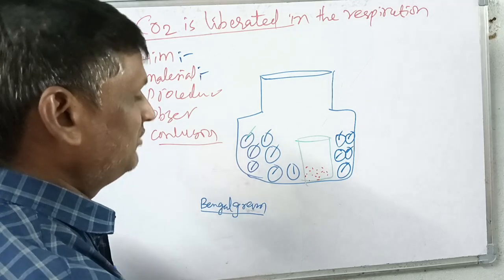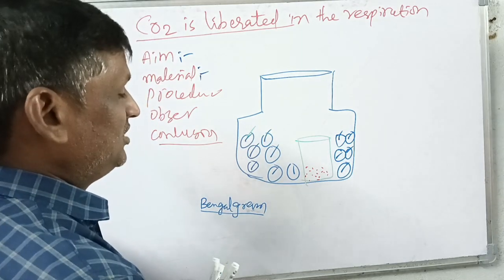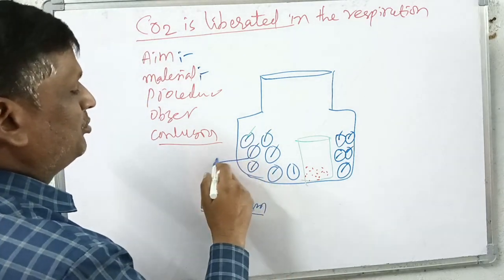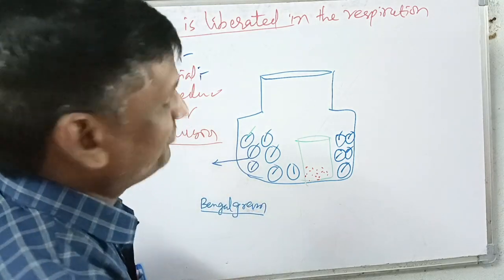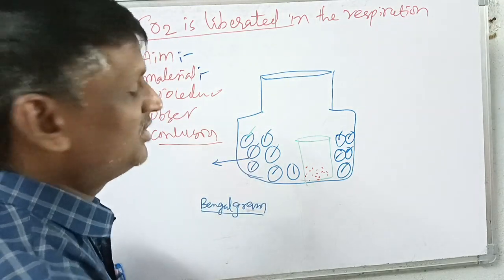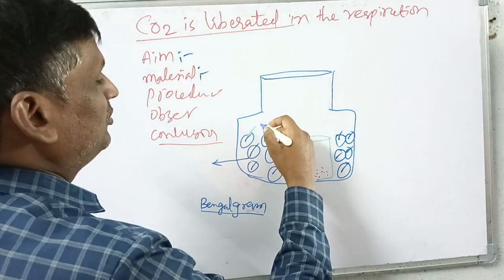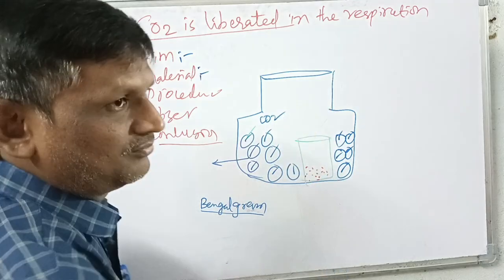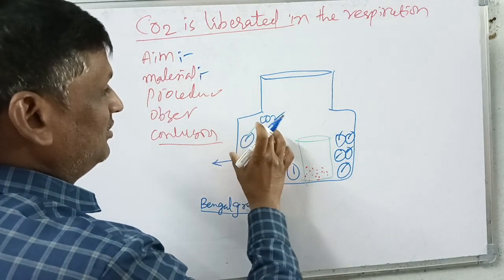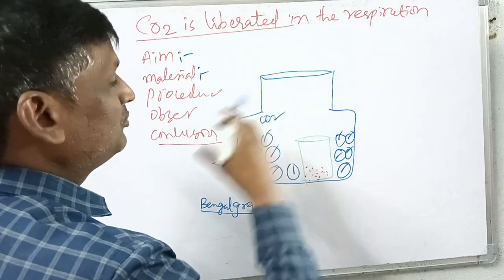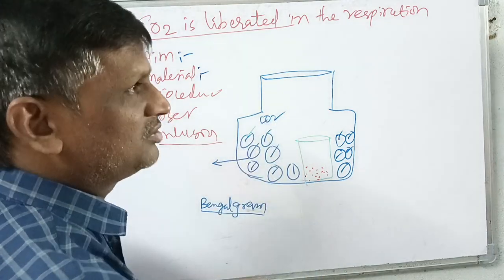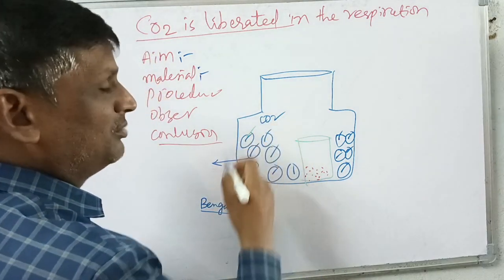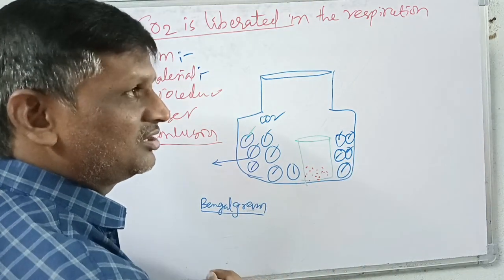After a few hours we can observe that the germinating seeds participate in respiration. When the germinating seeds participate in respiration, they produce carbon dioxide. Even germinating seeds can produce carbon dioxide. How can they produce it? Germinating seeds participate in cellular respiration.